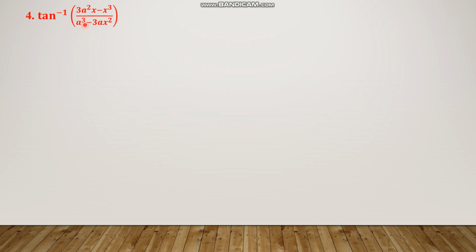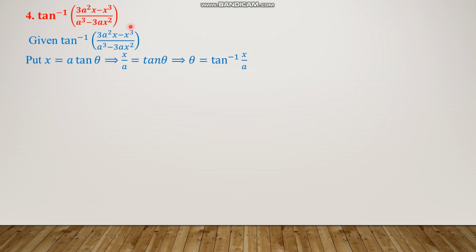Next problem, tan inverse of 3a square x minus x cube by a cube minus 3ax square. Of course, here we have to substitute. We have to put x is equal to a tan theta. Why a tan theta will be a question. See, when you substitute something, we have to choose the function very carefully. Here we already have a, so a should be cancelled to simplify this. If you want to cancel a, when we substitute, we have to take a together. So whenever we have terms with a, we have to substitute it as a into the function. Here it is a into tan theta.